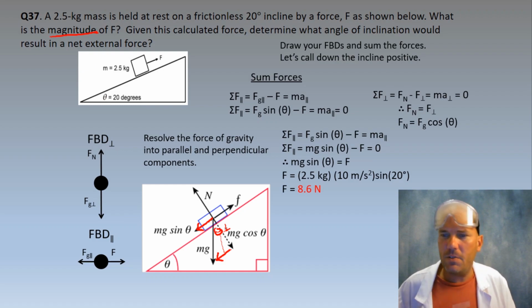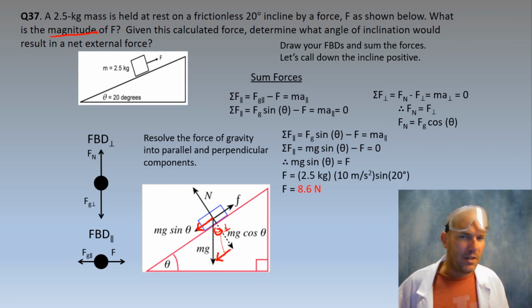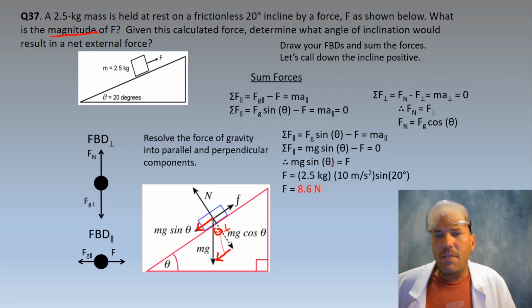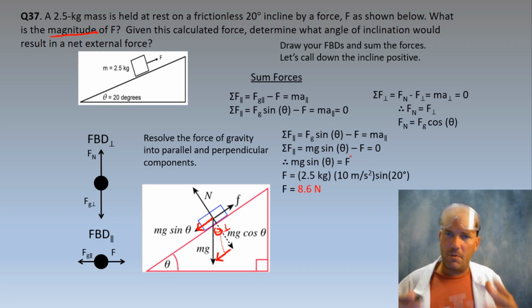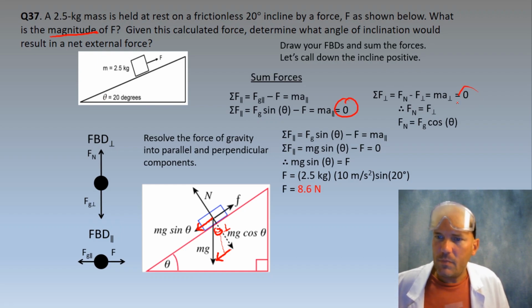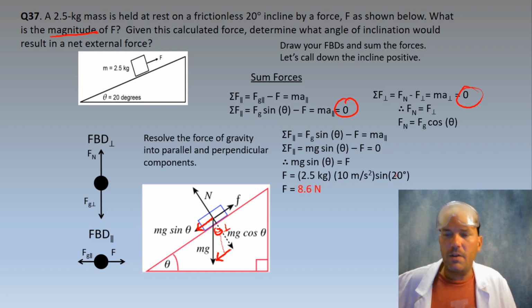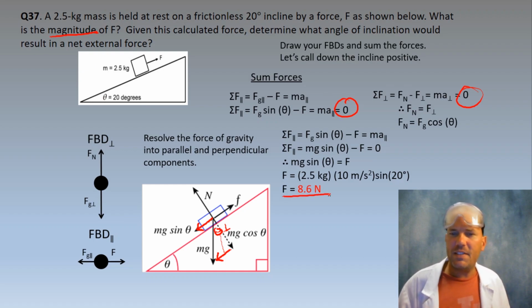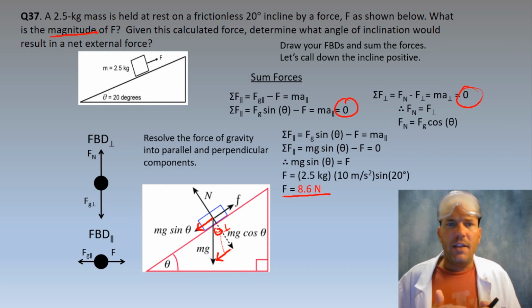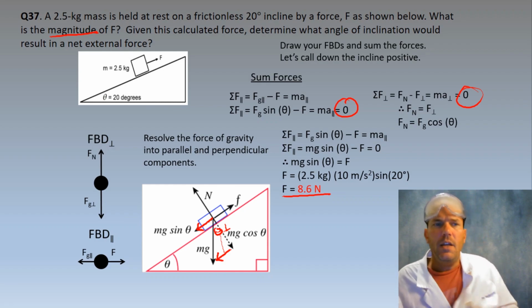We can plug in our trigonometry here for the parallel, and we can solve that and show that mass times gravity times the sine of theta is equal to the force, because it's not moving. Remember, it was equal to 0. Both of them were. So because of that, we're able to find the overall force, and that is equal to the mass times the acceleration due to gravity times the sine of 20 degrees, which gives us a force of 8.6 newtons. All right, that's the force, okay?